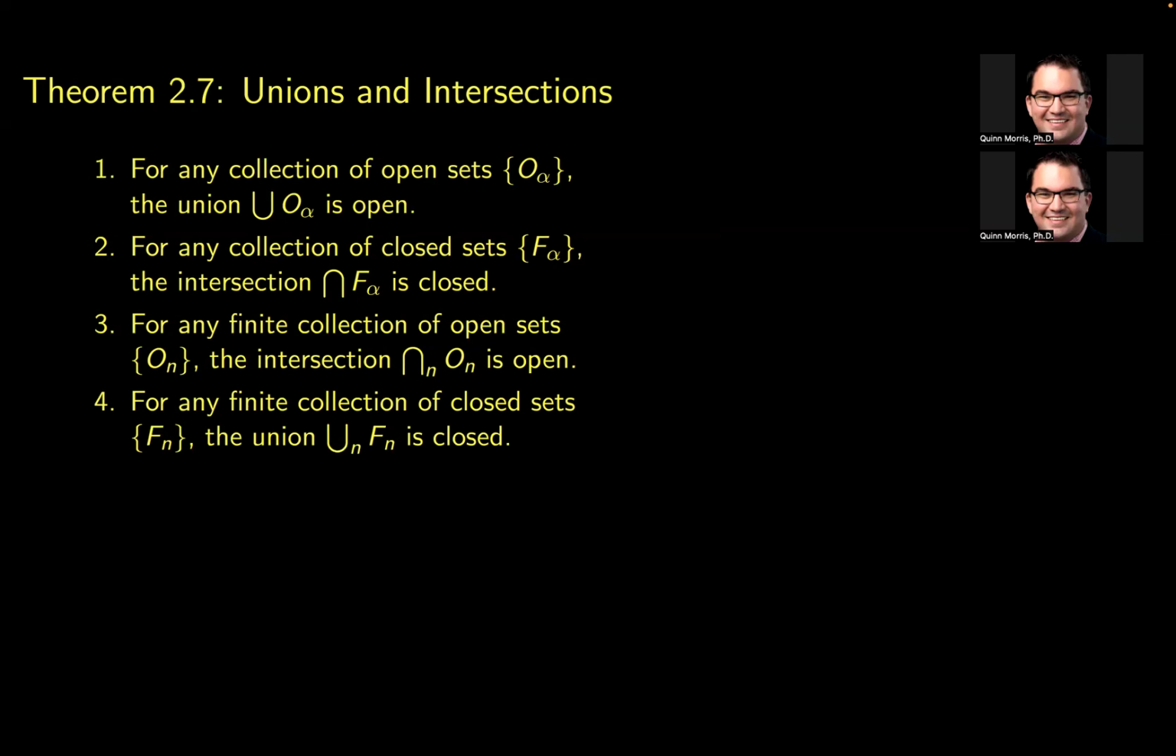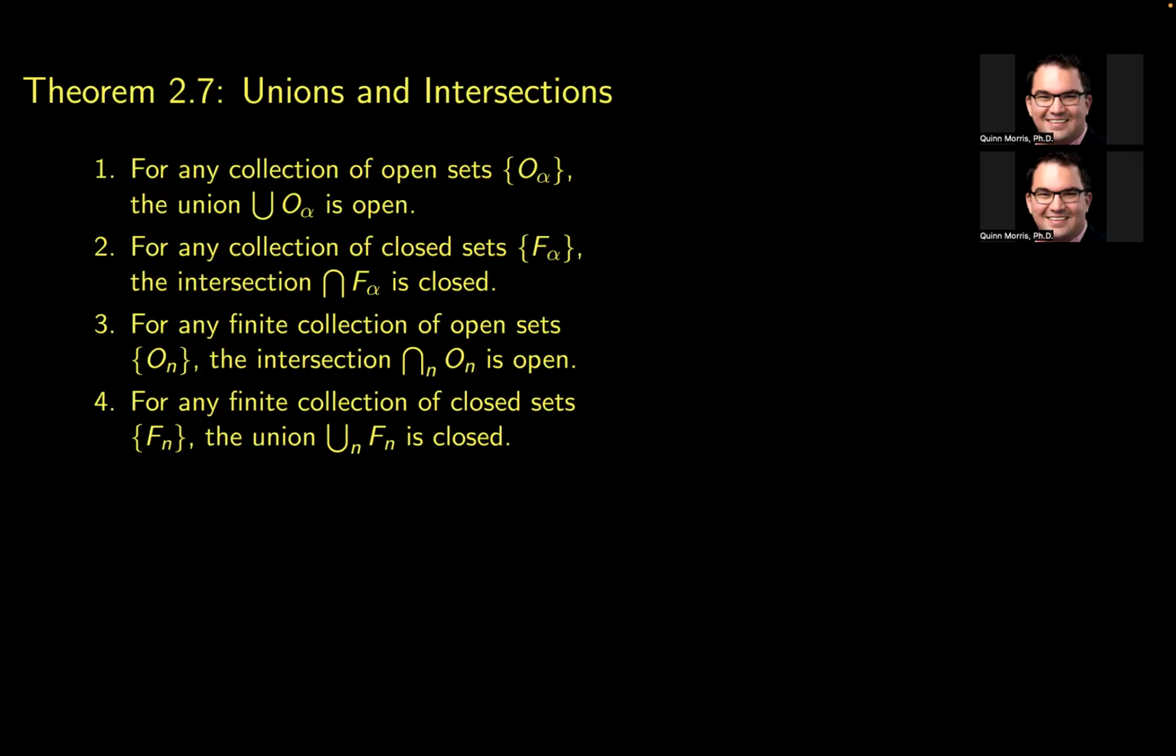Now, of course, looking at those two, it begs the question, what happens to an intersection of open sets and what happens to a union of closed sets? Well, it turns out we can get similar results there, but now we need to restrict ourselves to finite collections. Number three says for any finite collection of open sets, the finite intersection is open. For any finite collection of closed sets, the finite union is closed. So again, the way to think of this is open sets work really well with unions, closed sets work really well with intersections, right?